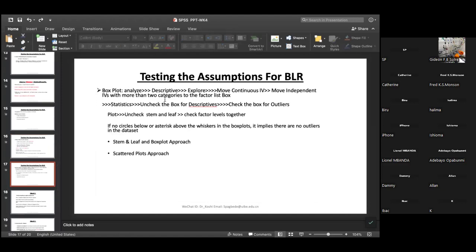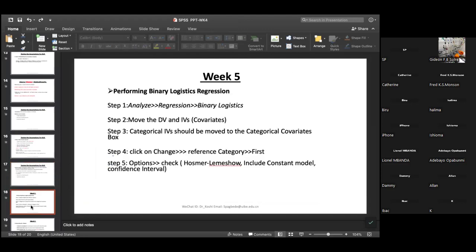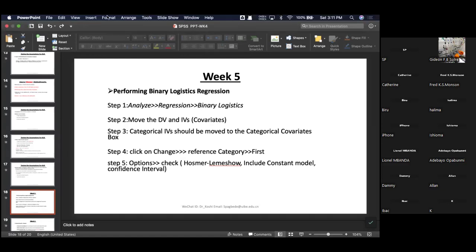After that, we also looked at the box plot method of identifying our outliers. So today, we are going to perform the actual binary logistic regression. Given that we all participated in how to check for the assumptions last week, I'm going to go straight to demonstrate how we perform binary logistic regression analysis using SPSS.